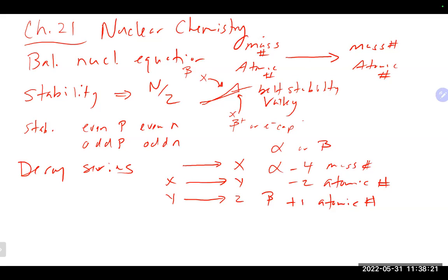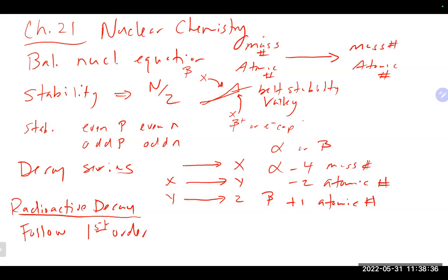I think we finished up talking about radioactive decay. And radioactive decay does follow first order kinetics. Although in nuclear chemistry they sometimes use some different symbols, it really is the same kinetics that we talked about at the very beginning of the semester, where we have our two main equations.